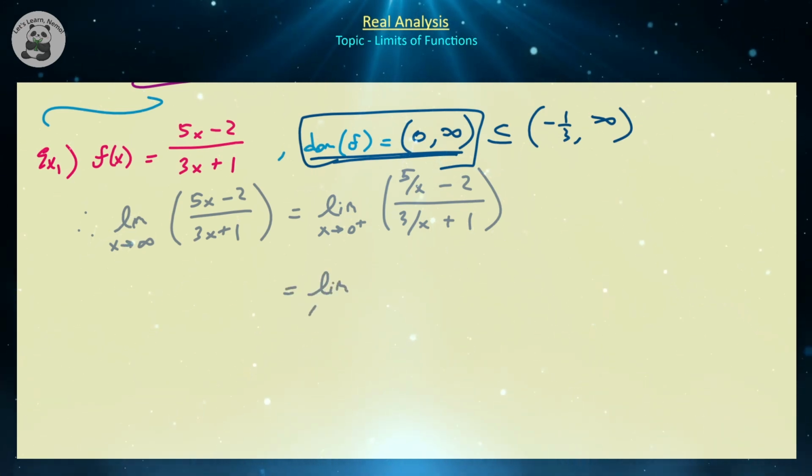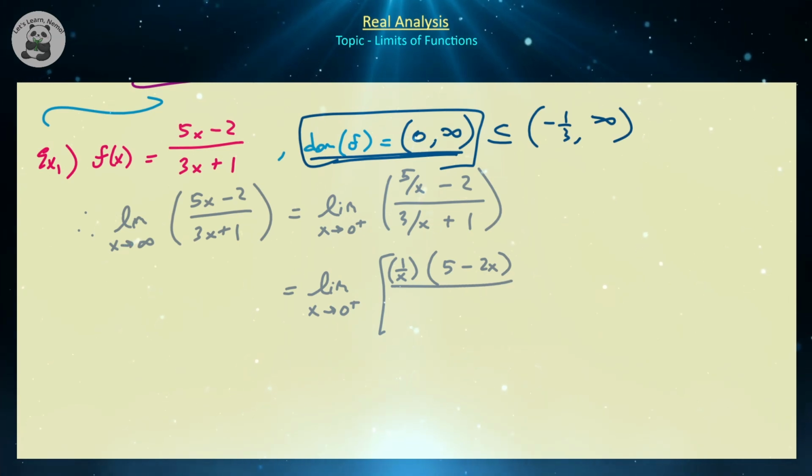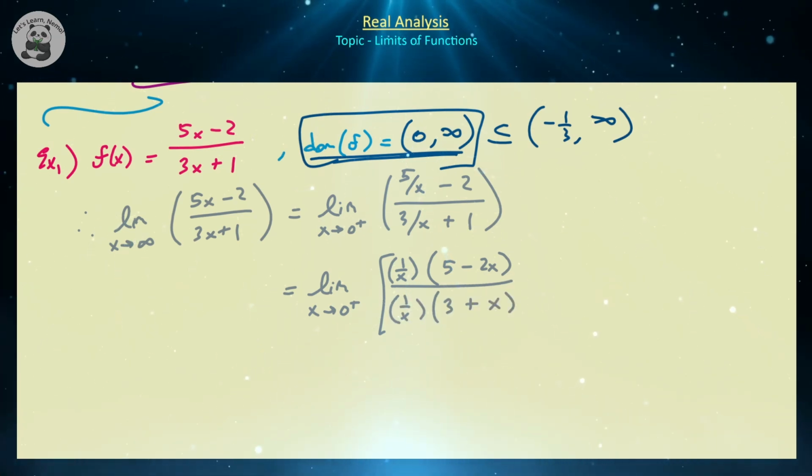So that's just going to be equal to the limit as x approaches 0 from the right-hand side of, so when I do that, what do I have? So if I factor out 1 over x out of the top, I'm going to be left with 5 minus 2x. And for the bottom, I'm going to have 1 over x factored out, and I'm going to be left with 3 plus positive x.